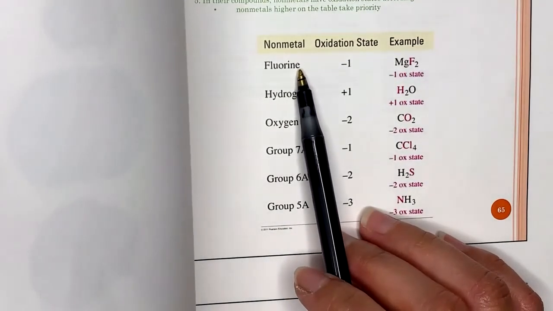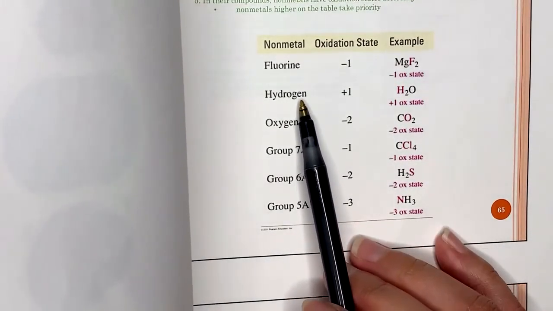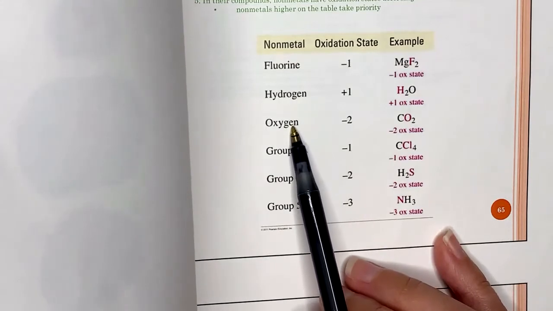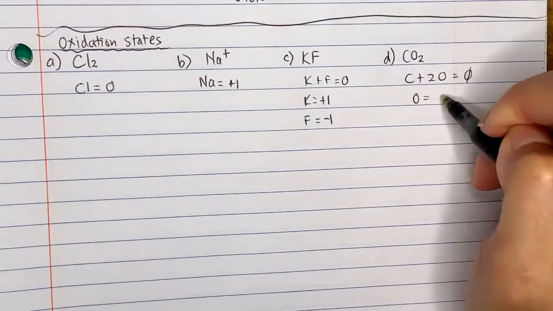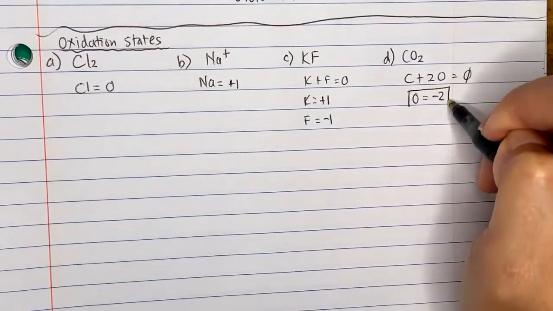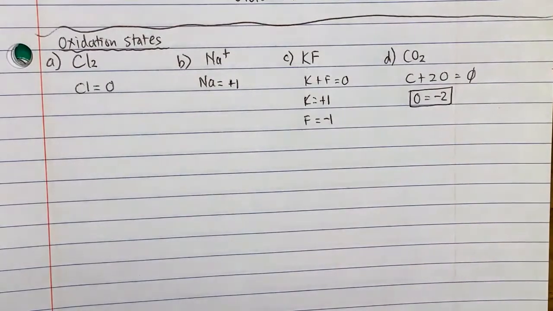Nope, I don't see F. Do you see H? Nope, I don't see H. Do you see O? Yes, O. Okay, so O is right here. O is my first priority. Go ahead and assign that as -2. Let's seal that in first, okay?